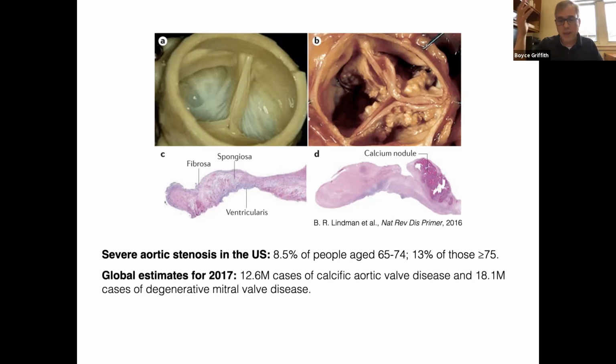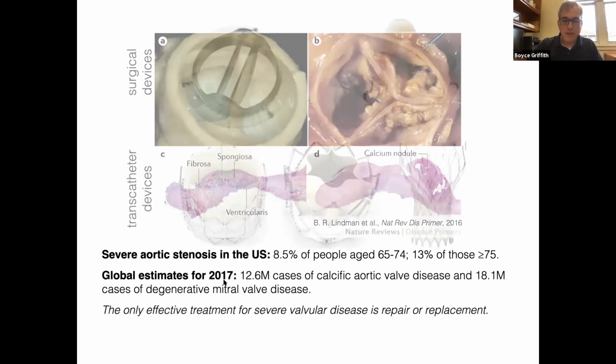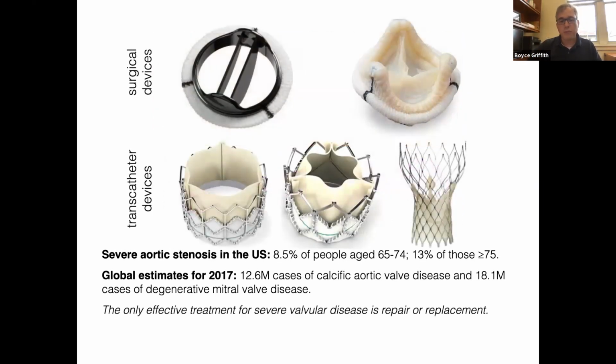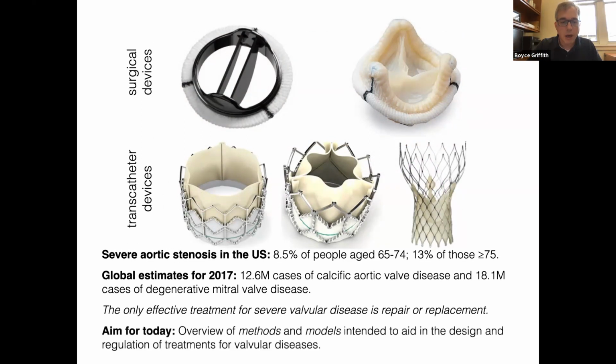Globally, there are tens of millions of cases of calcific aortic valve disease and degenerative mitral valve disease. The only effective treatment for these severe valvular diseases is either repair, which is primarily performed on the mitral side, or replacement, which is done for both the mitral and the aortic valves. These are examples of valve replacement devices. I'll get into more details on this a little bit later in the talk.